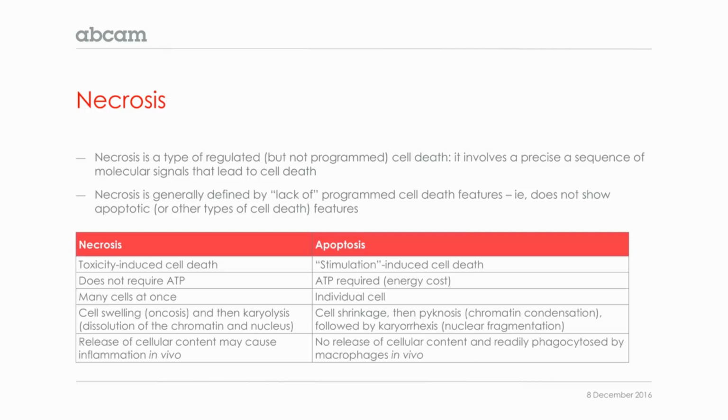But necrotic cells do have some defining morphological and biochemical features. For instance, no ATP is required to trigger necrosis. In vivo, the release of the cellular content can cause inflammation of the surrounding tissues. And necrotic cells show swelling followed by karyolysis, which is the dissolution of the chromatin and the nucleus.